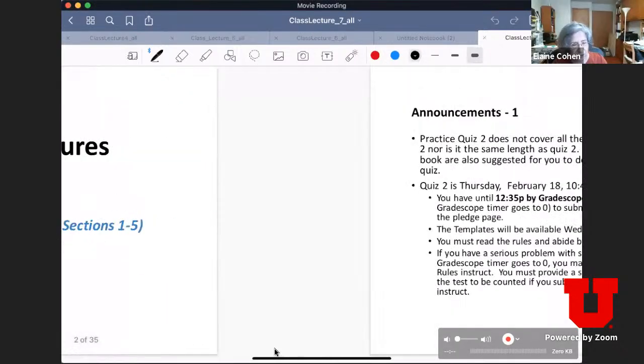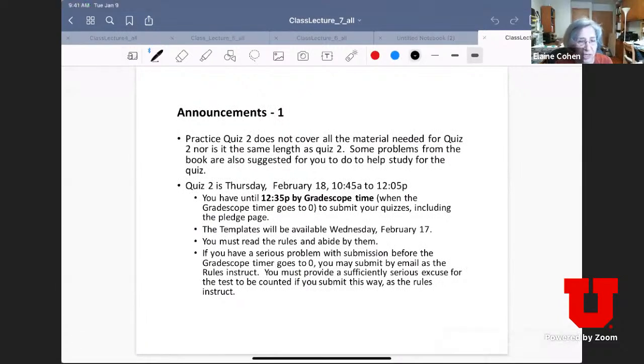So some announcements. As you may know, Practice Quiz 2 does not cover all the material that you need for Quiz 2, nor is it the same length as Quiz 2. I already suggested a bunch of problems in the book for you to have a look at, and you're welcome to ask questions about anything you don't understand once you give it a try. The quiz is exactly 1 week from today at exactly this time next week.